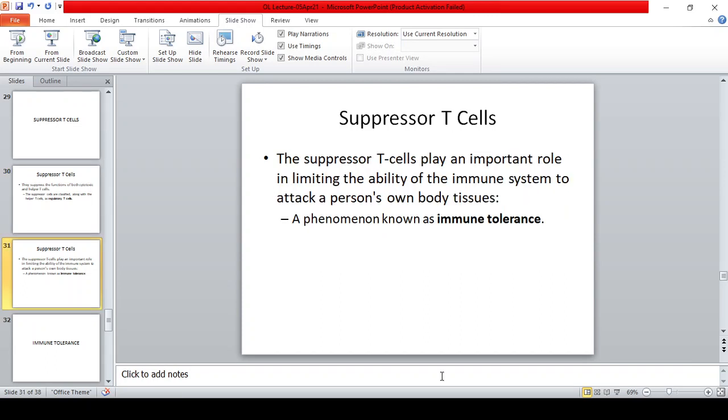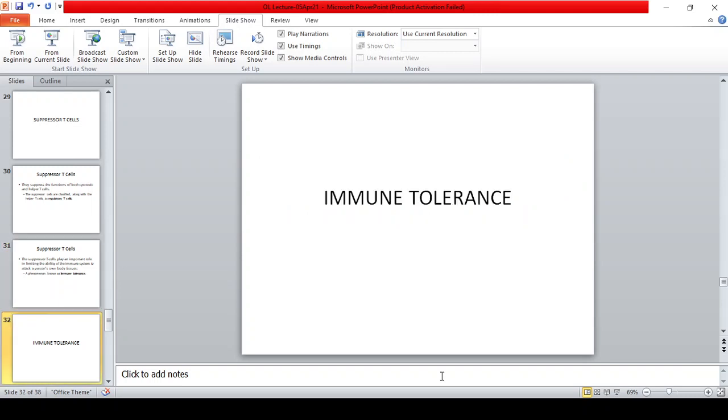The suppressor T cells play an important role in limiting the ability of the immune system to attack a person's own body tissues, a phenomenon which is known as immune tolerance. Now, I mentioned this immune tolerance when we were studying the pre-processing of the lymphocytes, and we know that the process of acquired immunity would destroy the individual's own body proteins if a person became immune to his or her own tissues.